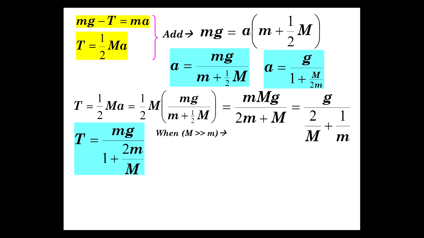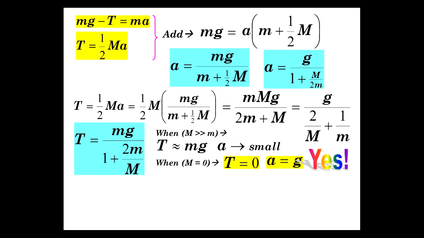And this enables us to see what happens when big M is much greater than little m. Well, if big M is much greater than little m, then it dominates. It's like a huge rotational inertia. Therefore, the tension should approximate mg, and in fact it does. If this is real big, this diminishes to almost nothing, so we get T as mg. The acceleration is very small. When M is equal to 0, well then this goes to infinity and the tension goes to 0, which means the acceleration is just g, as we would expect.